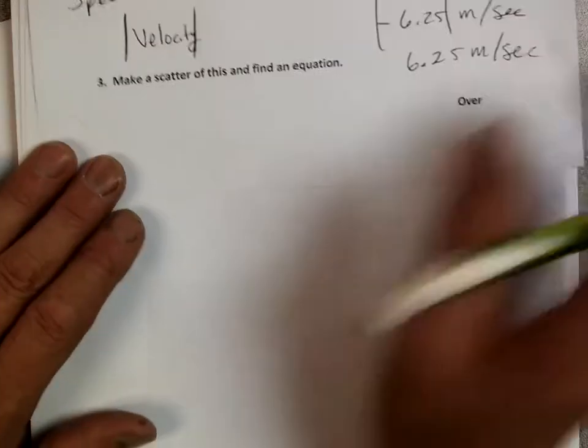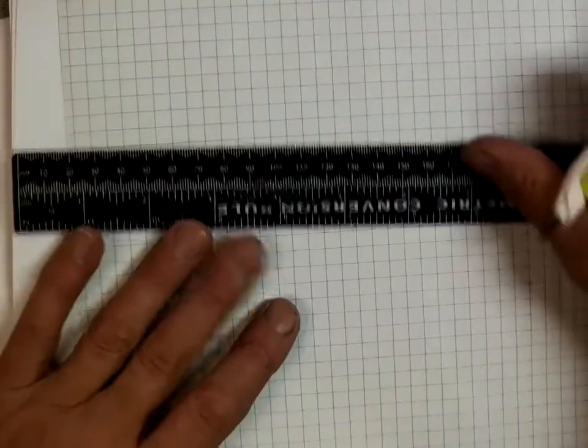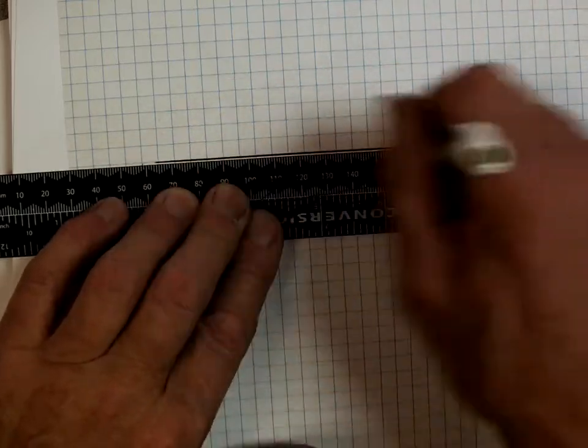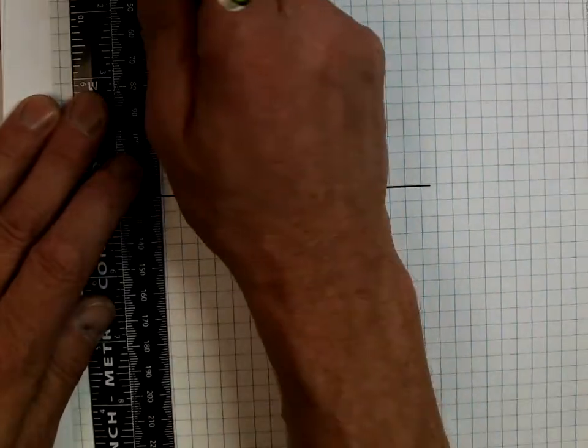So now, 3, let's make a scatter plot of this equation. Let's find an equation, okay? So let's do that real quickly. Let's take our time. Always put time on the horizontal. Time always goes on the horizontal, always. And we'll put our height here.